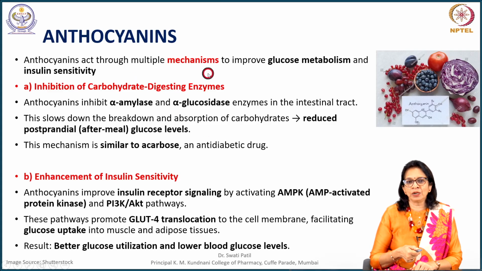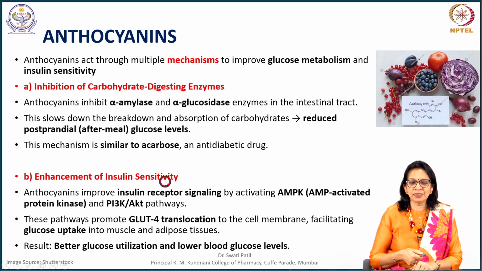Anthocyanins act through multiple mechanisms to improve glucose metabolism. For example, inhibition of carbohydrate digesting enzymes: they inhibit the alpha amylase and alpha glucosidase enzymes in the intestinal tract. This slows down the breakdown and absorption of carbohydrates. This mechanism is similar to acarbose, an anti-diabetic drug used in conventional therapy.